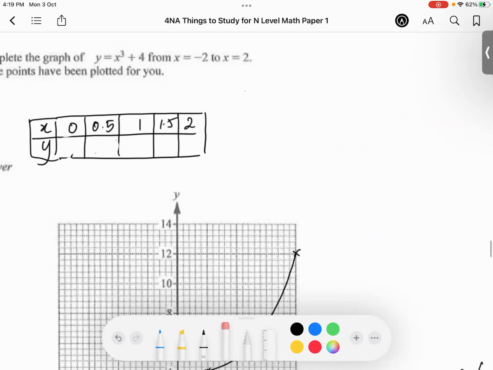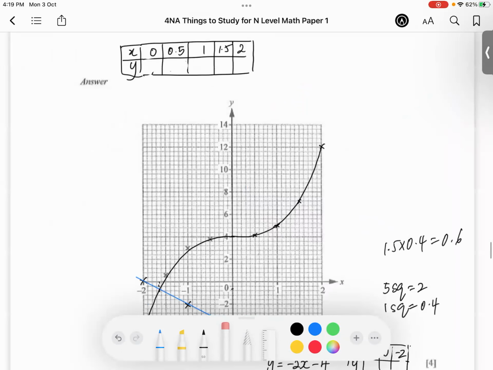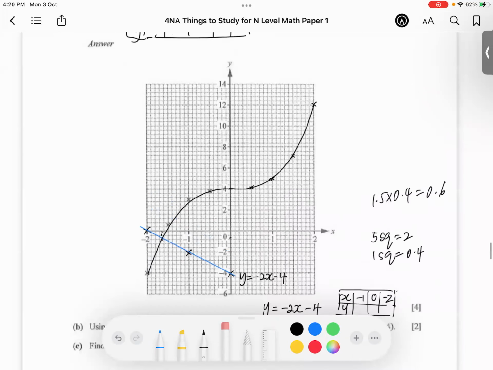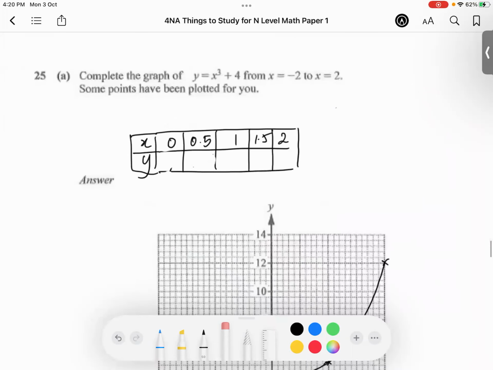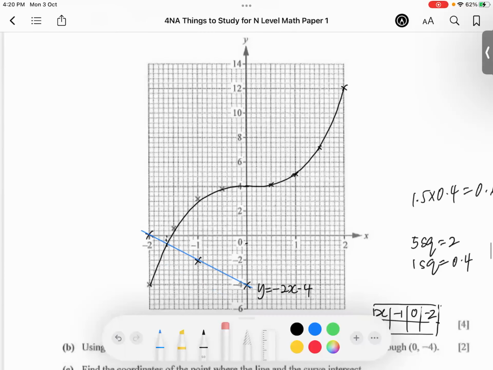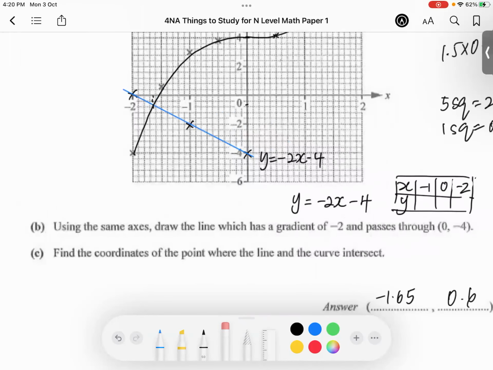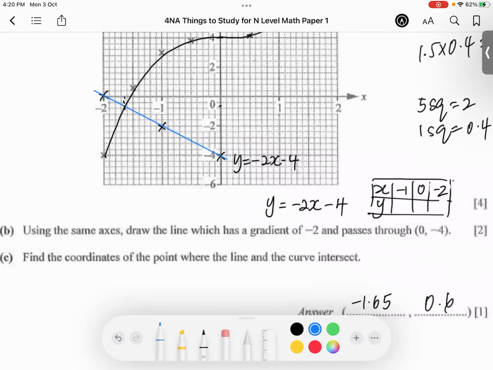When they don't give you a table and they ask you to complete the graph, plot a table on your own. What values to choose? Choose whatever x values there are. Next part, using the same axis, draw another line. They ask you to draw another line.